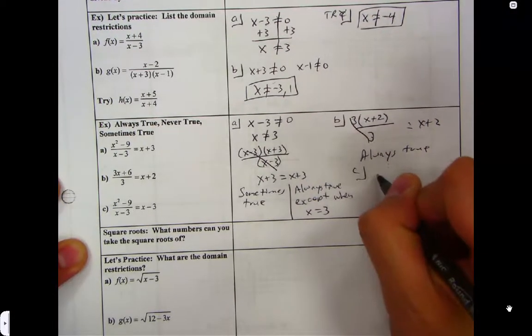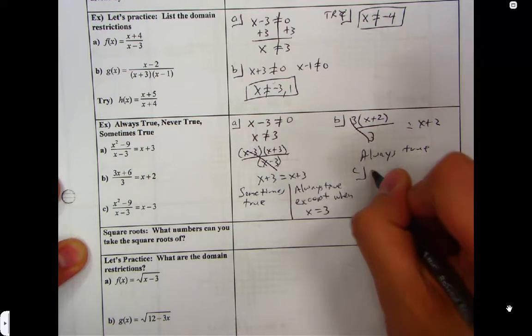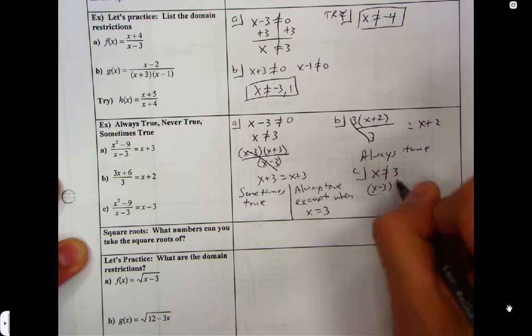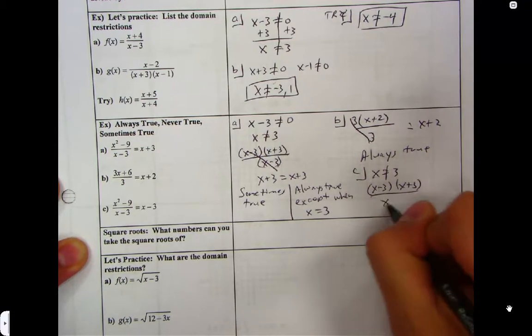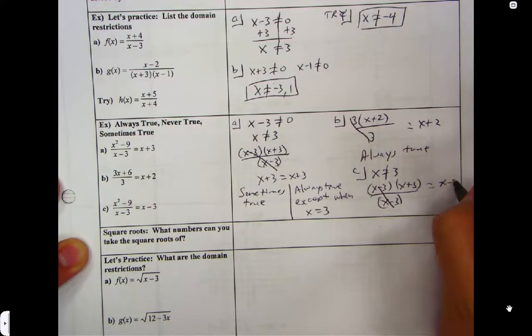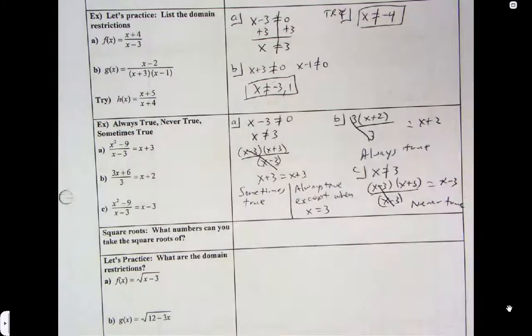C, I'm going to factor it out. Well, there's a restriction, x is not equal to 3. I'm going to factor out x minus 3, x plus 3, all over x minus 3. I'm going to cross these out. And this is never true.